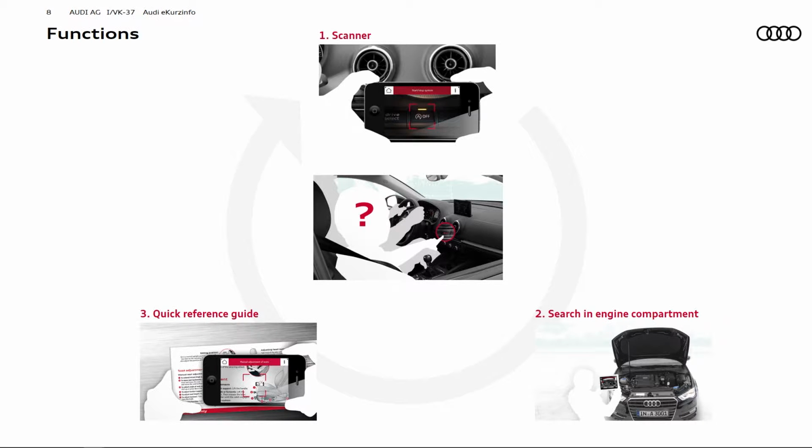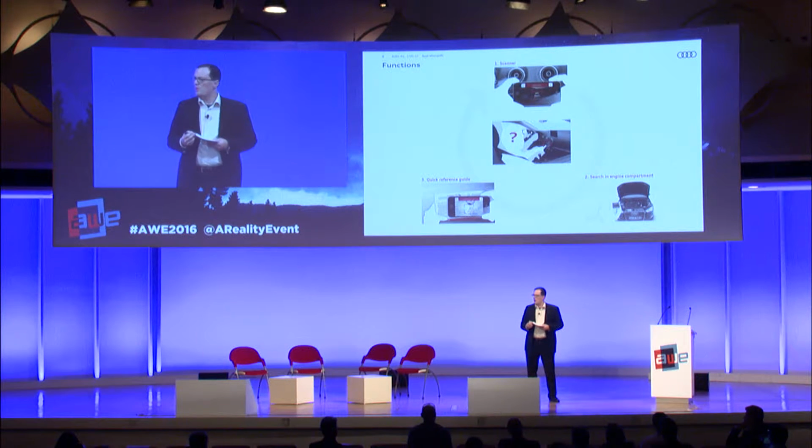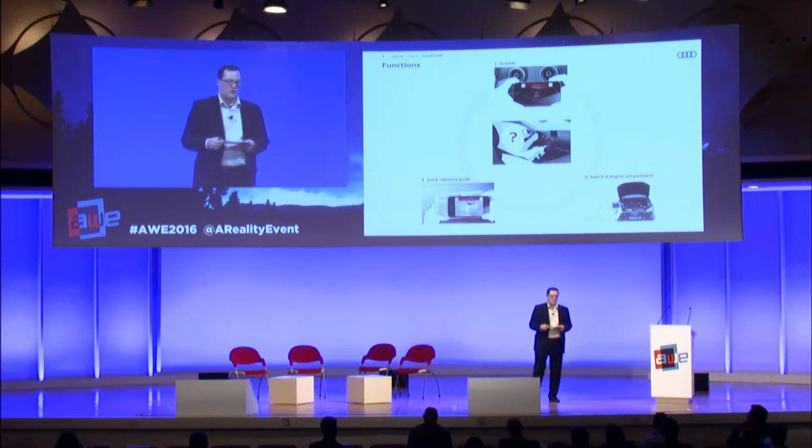The second use case is the search engine compartment. Just imagine a warning lamp goes on and says you have to refill your washer water. Of course you say, washer water, I can refill myself, but where do I have to refill this water? So you can just take the feature of the search engine compartment, stand before your car, hold the camera over the engine, and the system will show you where you have to refill the right fluid into the right container.